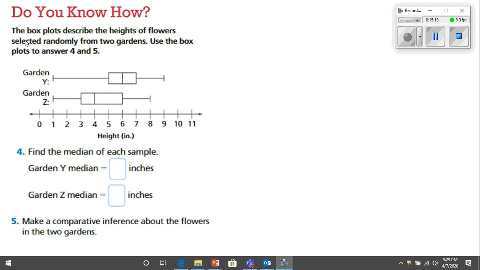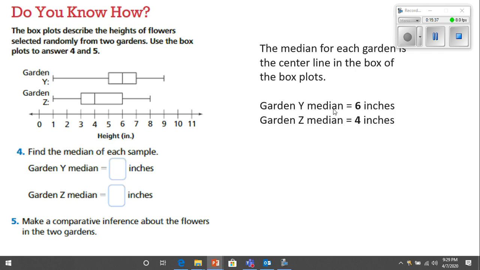Next it says, the box plot describes the height of flowers selected randomly from the 2 gardens. Use the box plots to answer 4 and 5. Well, find the median of each sample. The median for Y is going to be 6. And the median for Z is going to be 4. Remember, it's the center line in the box of the box plot.